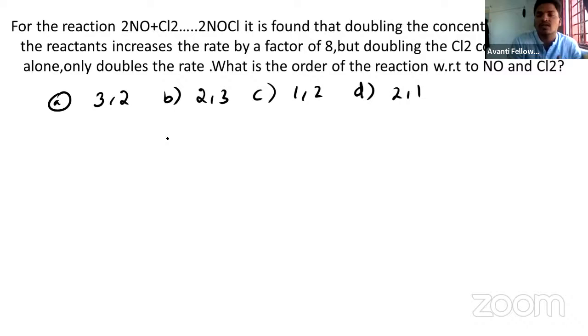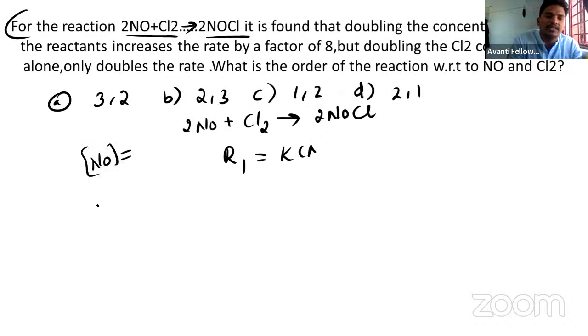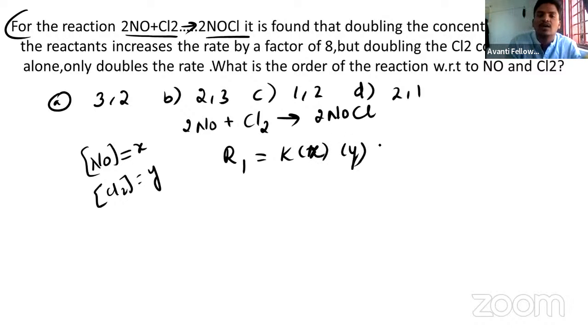So first of all, you need to understand what the question is exactly. For the reaction 2NO plus Cl2 gives rise to 2NOCl, it is found that doubling the concentration of both the reactants. So let's suppose I write the reaction here: 2NO plus Cl2 gives rise to 2NOCl. If I am writing the rate, let's suppose I simply write R1, rate 1. That is nothing but K into, instead of writing NO every time, I consider the concentration of NO as X and the concentration of Cl2 as Y. Usually we write PCl2 because Cl2 is a gas. But we don't know the order, so I'll keep the order with respect to X as m and the order with respect to Y as n. Clear?